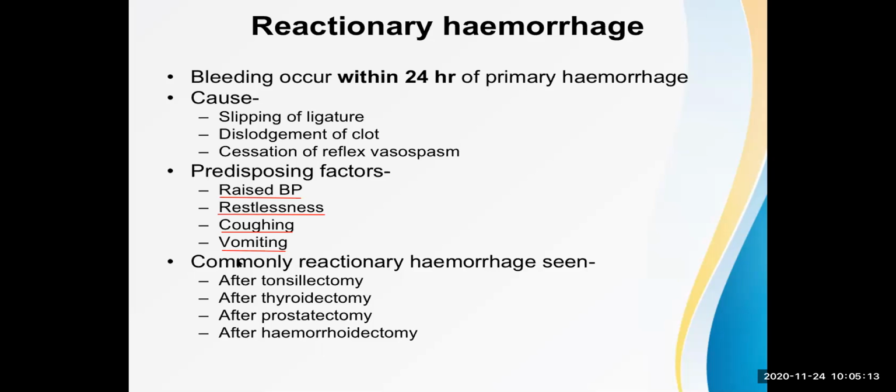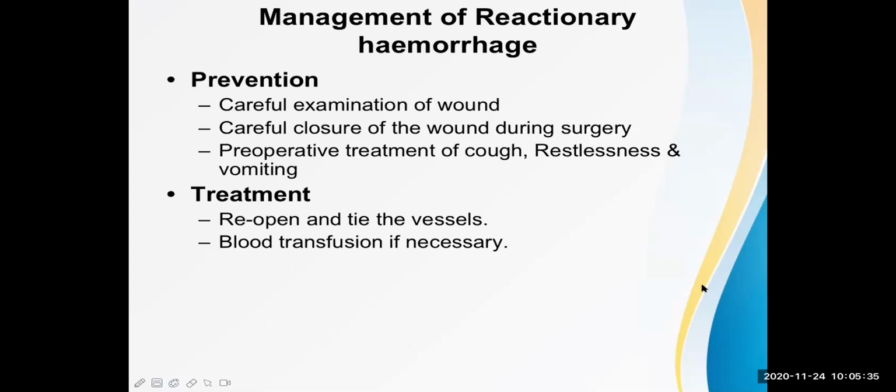Okay. Now, what are the common surgical procedures after which reactionary hemorrhage occurs? Already seen this list. Common ones are after tonsillectomy, after thyroidectomy, after prostatectomy, and after hemorrhoidectomy. Reactionary hemorrhage is quite common to occur. Okay. Now, how to prevent and how to treat if this reactionary hemorrhage occurs? Regarding the prevention, we have to carefully examine the wound.